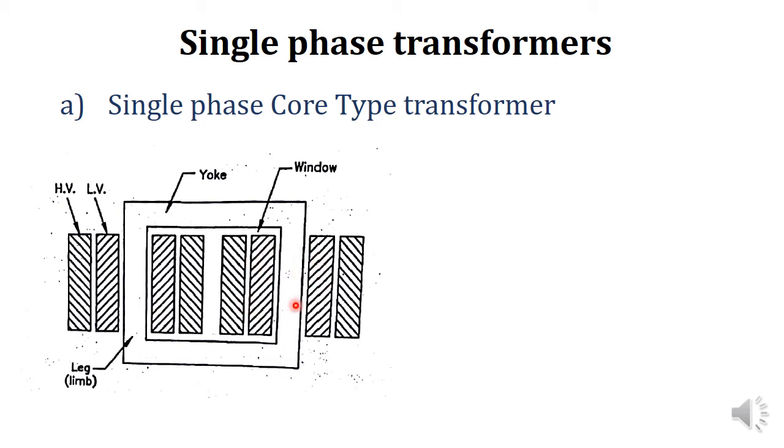On one of the limbs, half of the low voltage winding and half of the high voltage winding will be wound, and on the other limb the remaining LV winding and HV winding will be wound. First we will wind the LV winding, and on top of the LV winding we will wind the HV or high voltage winding. The low voltage and high voltage windings are concentric.